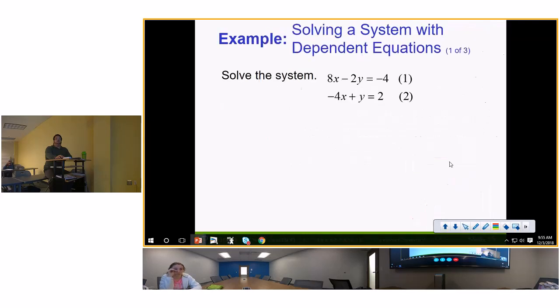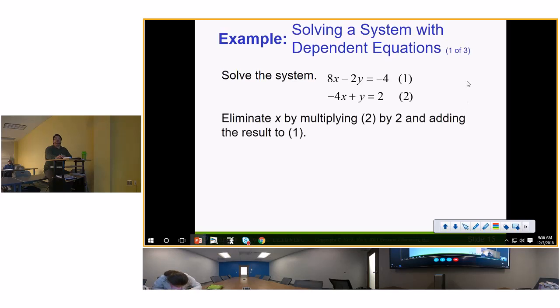Now, okay, dependent. What's going to happen here? You're going to get a true statement or an untrue statement? A true statement, because the last one was untrue. So this one's going to come up with 5 is equal to 5, or -1 is equal to -1, or x plus y is equal to x plus y. You're going to get something that's true.